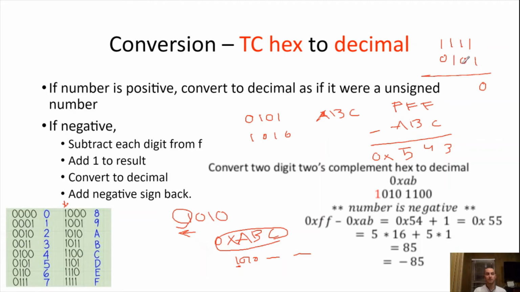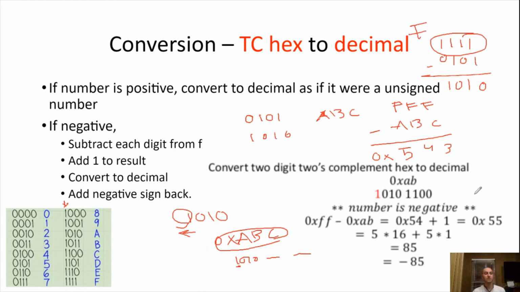If I had a 0, I'm going to get a 1. So I had a 1, I'm going to get a 0. I have a 0 here, I'm going to get a 1. So actually doing this is going to flip the number. And what is that in hex? That is F.